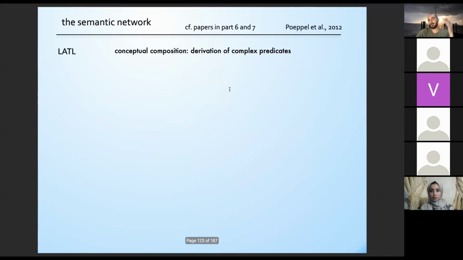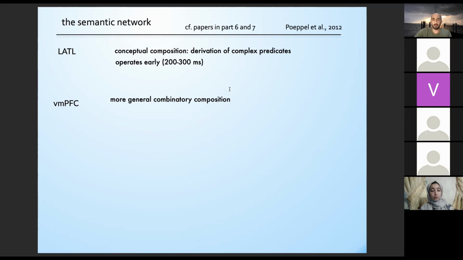All right, so if we integrate this with the things that we have seen in the previous episodes, right? We see that your left anterior temporal lobes probably house conceptual composition, so derivation of complex predicates, and composing the concept of different words. And it operates quite early in comprehension. Your ventromedial prefrontal cortex reflects a more general combinatory composition, because you remember it was also active for linguistic violation. And at least in comprehension, it seemed to operate a little bit later. So probably in the range of the N400, right?